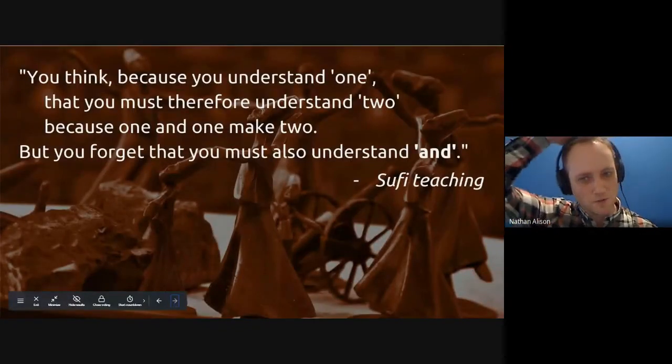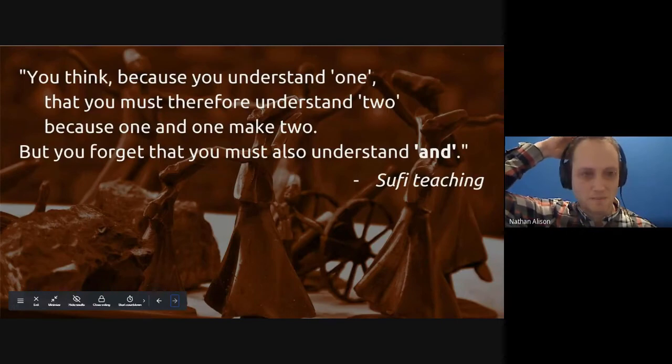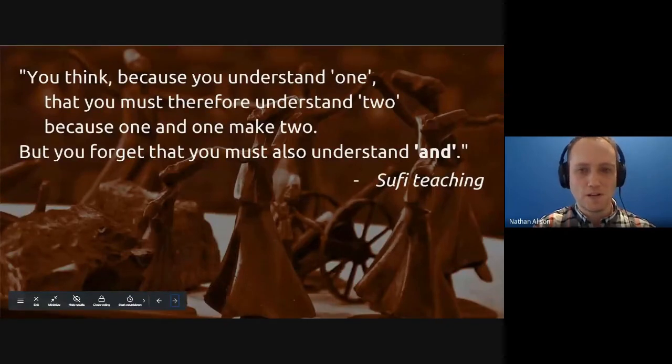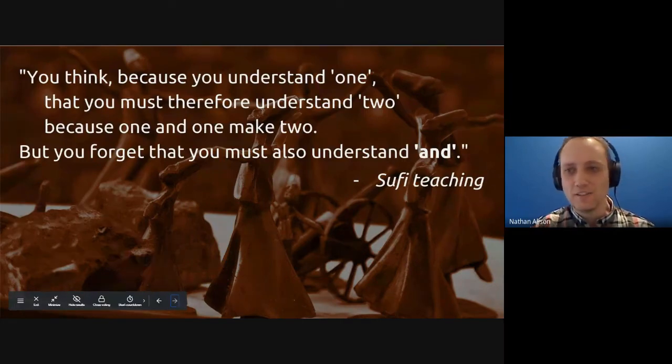This is a great little quote, I think, that really touches on systems thinking. You think because you understand one that you must therefore understand two, because one and one make two, but you forget that you must also understand and that's the key thing. It's the "and" that makes systems thinking.